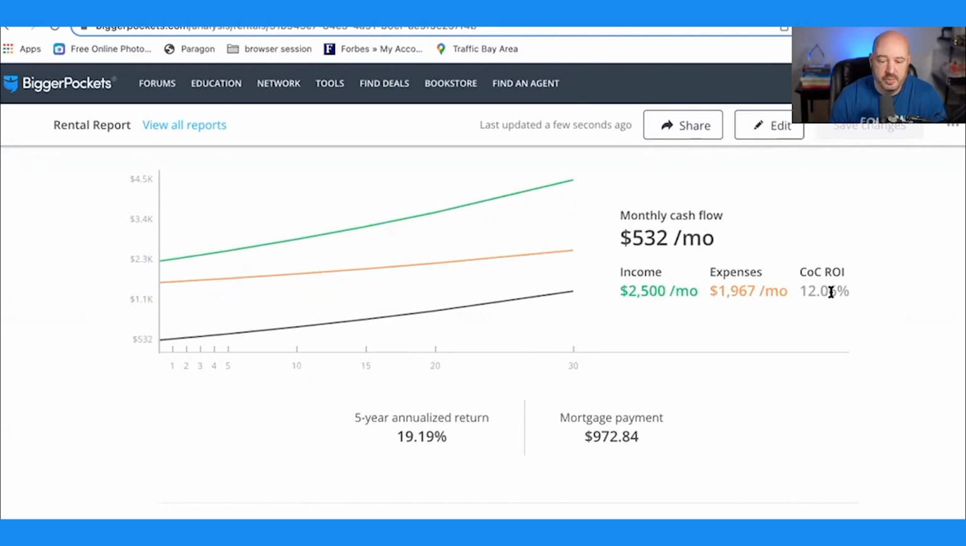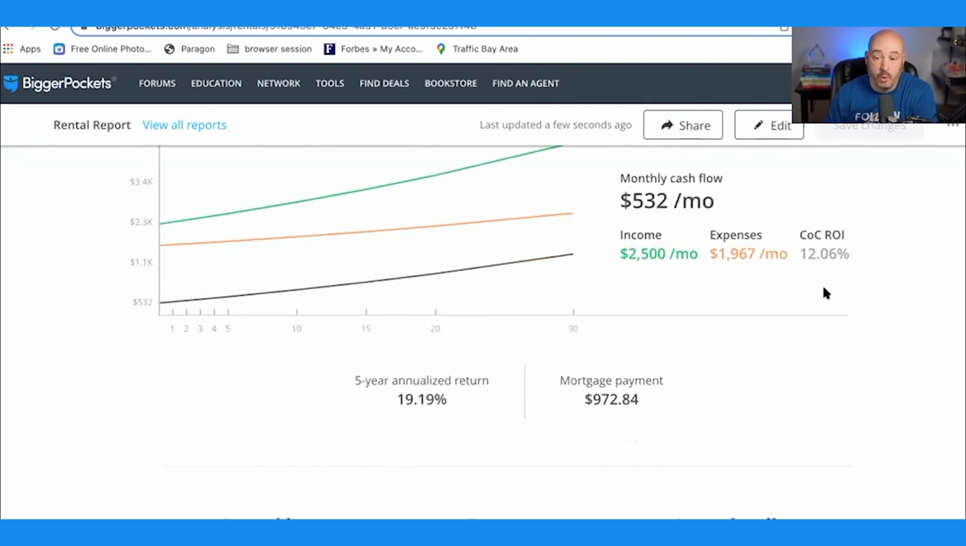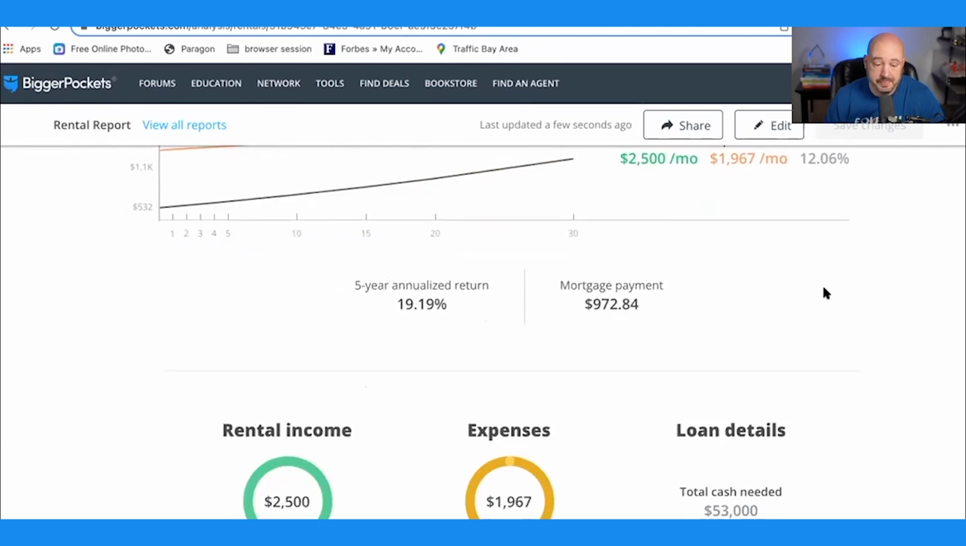So out the gate with an income of $2,500 a month and expenses of $1,967 a month, this looks to be a home run deal from a cash flow perspective. Now, it's not only cash flow. You're going to have to look at other things like the area, the demographics, the people you're going to use to manage it, what kind of tenants you're going to get. That all has to go into this decision. But just from this first step, it's looking really good.